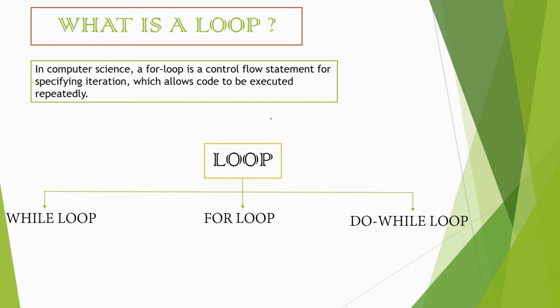We only have to decide the conditions, the increment or decrement, and the results, and it will repeat the statement for a fixed number of times. Now, a loop is of three types: while loop, for loop, and do while loop. In this video, we will talk about the for loop.